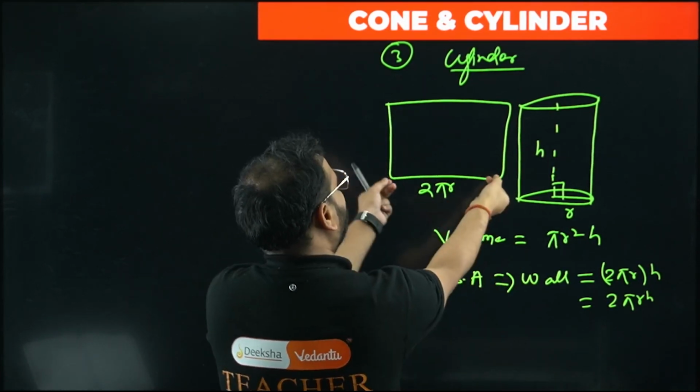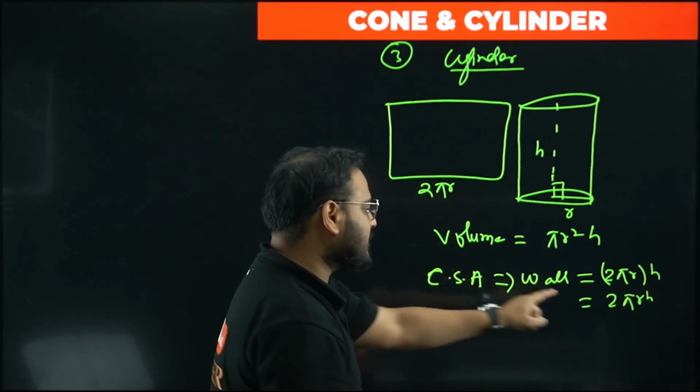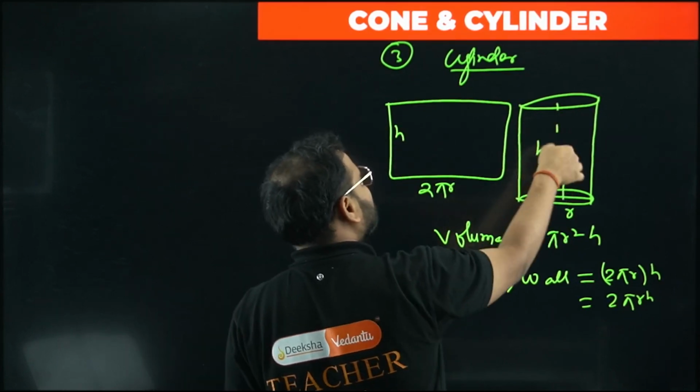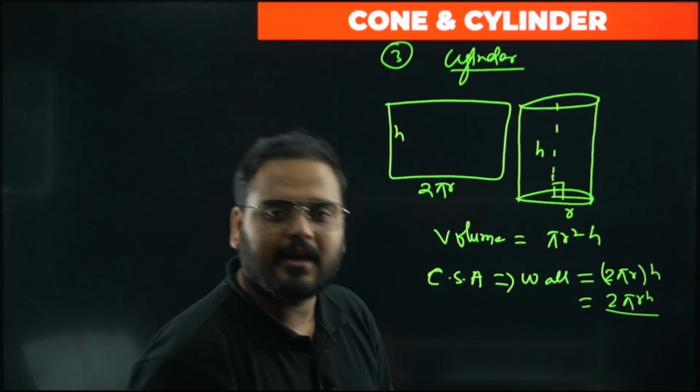Now this length, you fold it like this to make a circle. Circle's perimeter is how much? It is 2 pi r, sir. That's why 2 pi r. What about this, bacha? What is this? Height only, no? This height is the same. That's why 2 pi r h, L into B. Getting it? Yes, sir.